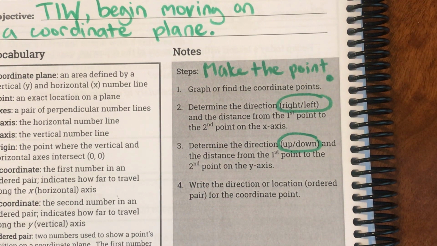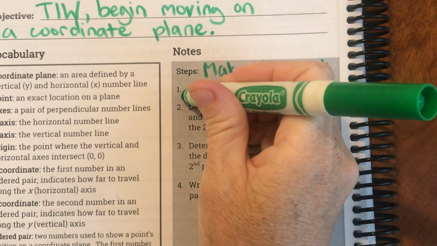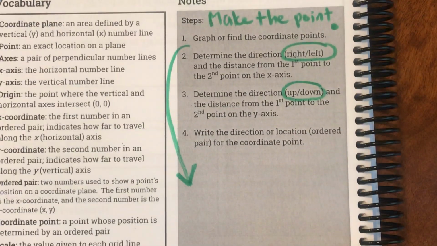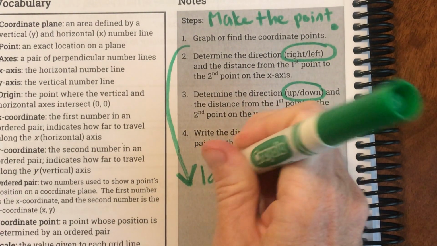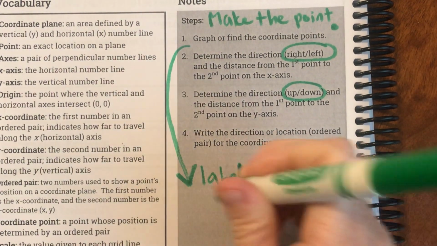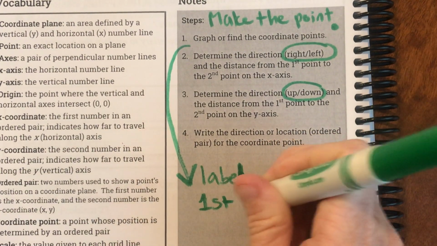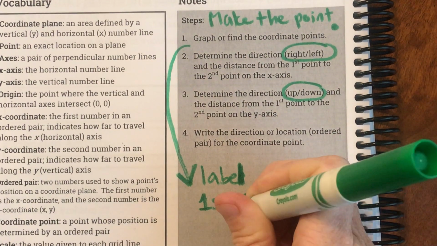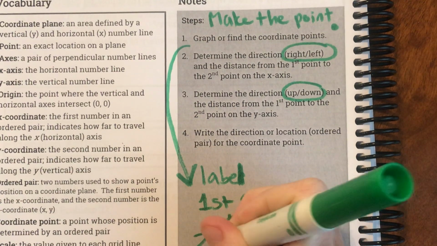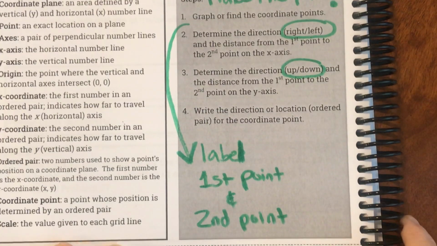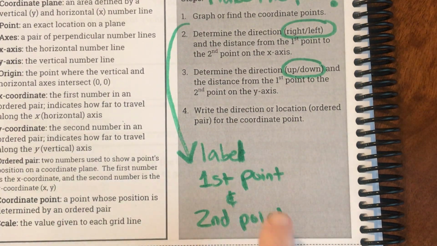Okay, what we're going to add to steps 2 and 3, kind of to do before we do steps 2 and 3, is we want to label, sorry, I spelled that wrong, label our first point and second point. And I will show you why I think that that's important. Students tend to make mistakes when they skip the labeling.